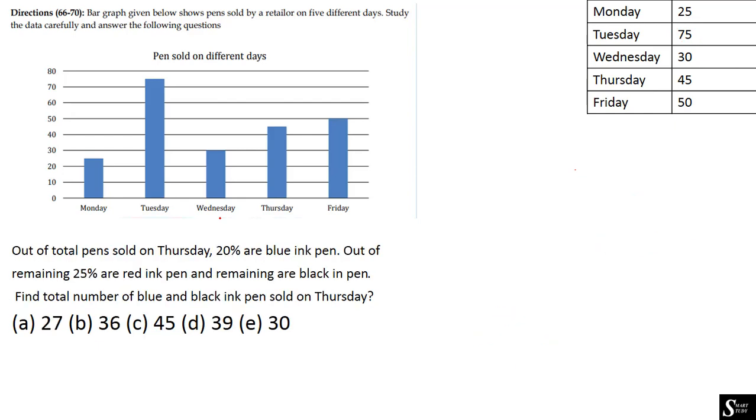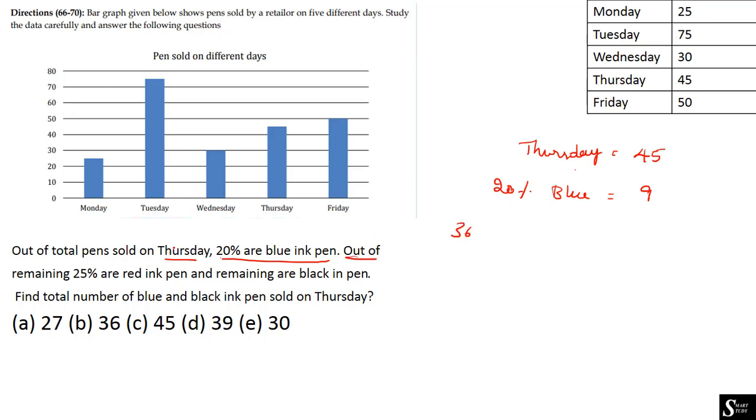So let's check out the next one here. Out of total pens sold on Thursday, 20% are blue ink pen. So see here friends, the total pens sold on Thursday are 45. Out of these 45 pens, 20% are blue ink pen. 10% of 45 would be 4.5, 20% would be 4.5 plus 4.5, that is 9. So 20% is 9. Then remaining would be 45 minus 9 is equal to 36 pens.